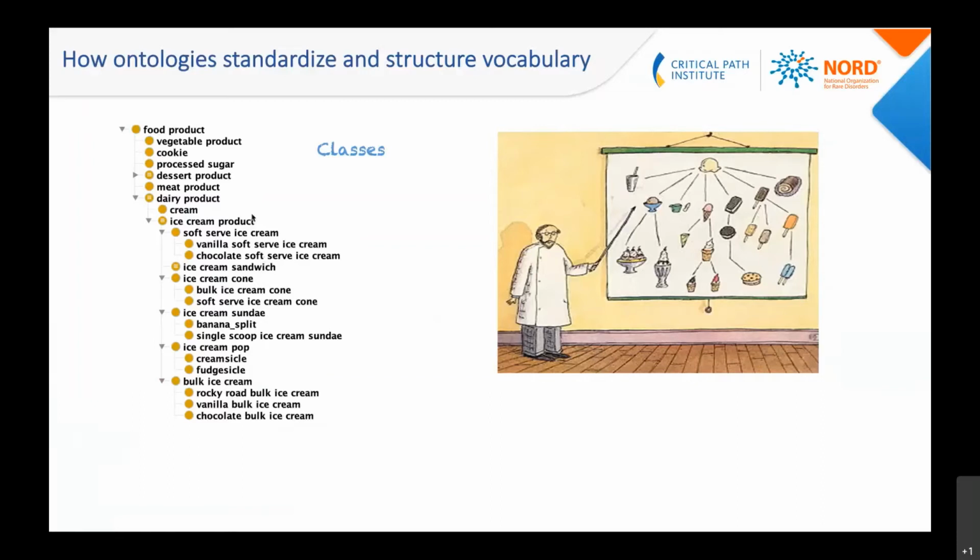So I've got a class for ice cream product, and it has more specific subclasses like soft serve ice cream, sundae, bulk ice cream, and each of those classes in turn have more specific subclasses like Rocky Road bulk ice cream or chocolate bulk ice cream. So what we've done is essentially build a hierarchy that defines in a standardized way all of the different ice creams that we were interested in our warehouse. And this in itself is very useful. We can use it to then control and standardize the inventory of our ice cream.